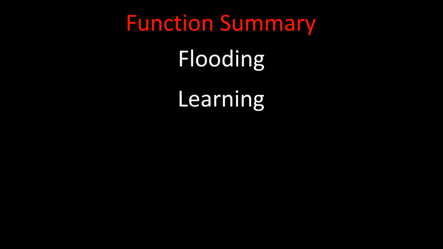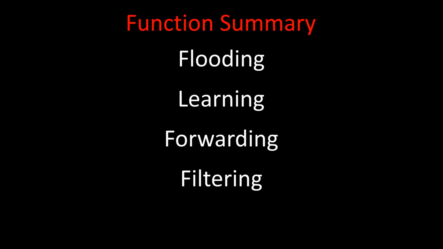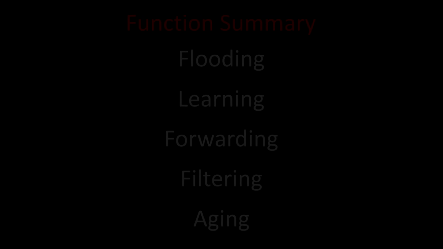In summary, bridges have 5 very important functions. They flood traffic out their interfaces if they don't know where to send it. They learn which interfaces to use for certain destinations, and they forward traffic on these interfaces. They filter traffic from interfaces that they don't need to send the traffic on, and they age out entries in the MAC table as they become stale. I highly recommend that you try to remember these functions, especially if you're planning on doing a networking exam.